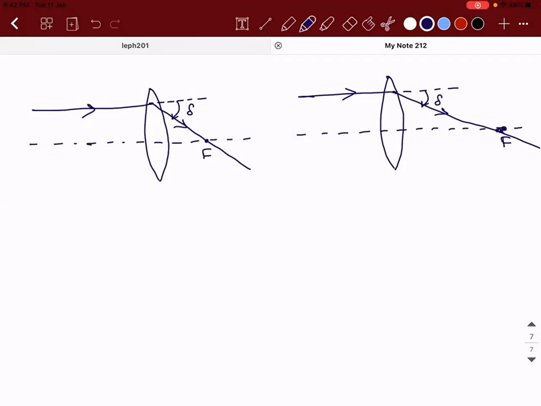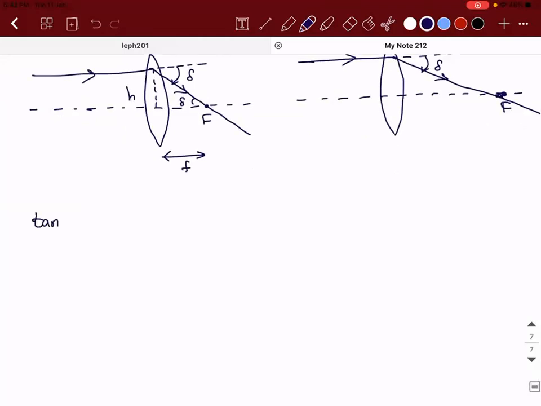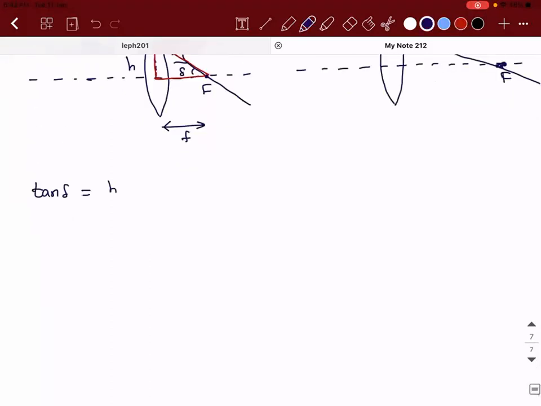If that is the scenario, the ray has to get bent more to ensure it is still passing through the focus when the incident ray is parallel to the principal axis. So if this is delta, this is also delta. Let me say this height is h, then this distance is the focal length. Now, if I define tan delta from this right-angled triangle, tan delta is h divided by f. And if h is equal to 1, that implies tan delta is equal to 1 by f.